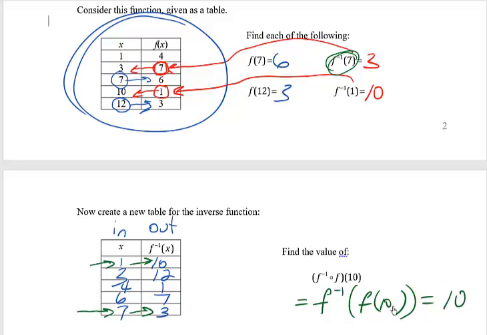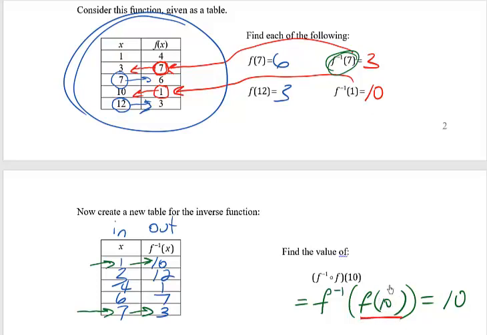Because if you start with 10 and you run it through the original function and get some answer, and then you take that and you put it into the inverse function, it just wipes out what the original function did. You'd just be left with what you started with. You can work out the math for this one and see it for yourself.